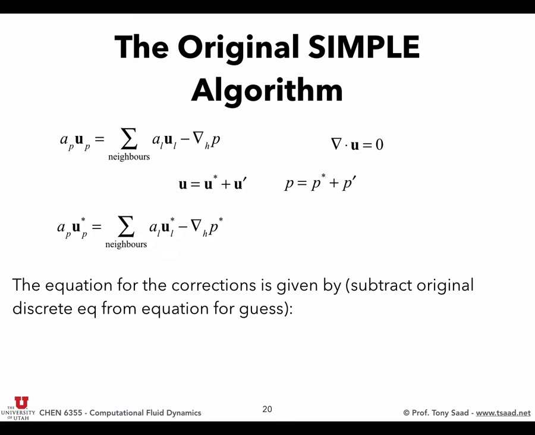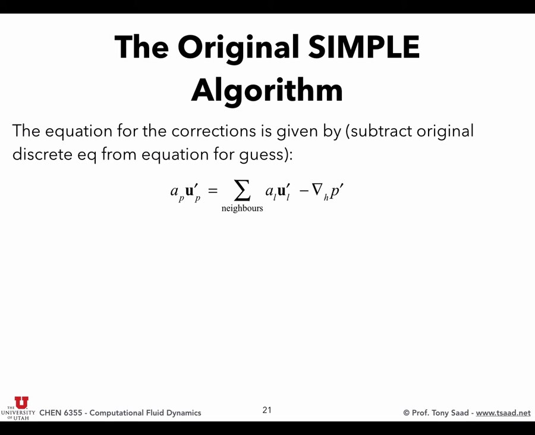Of course, the next step is to get an equation for the corrections. How do we correct? We need an equation for the corrections. So what I'm going to do next is take this one and subtract from it this one. So u minus u star is u prime, right? If we take that difference, that's going to give us an equation for the corrections. They all look the same, right? So the correction satisfies the governing equation. The guess satisfies the governing equation.